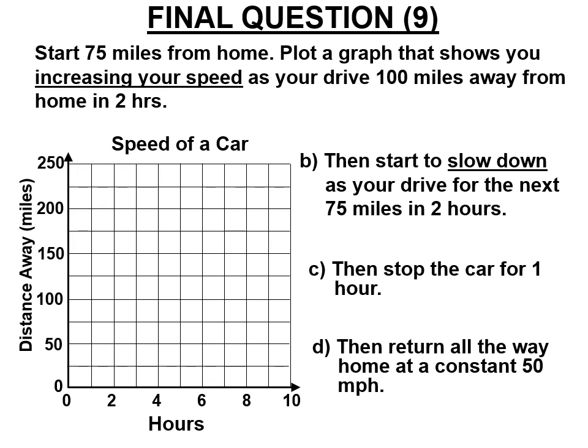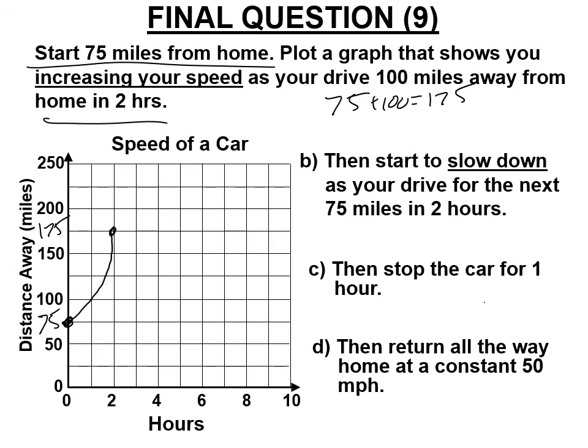All right, so this one does not start at 0, 0. It says start 75 miles from home. Okay, so start there. Plot a graph that shows you increasing your speed as you drive 100 miles away from home. So we have to go 100 plus, we're at 75, we add 100, we're at 175. We're way up there. And we have to do that in 2 hours. So we end up there, and increasing speed means it bends like that.